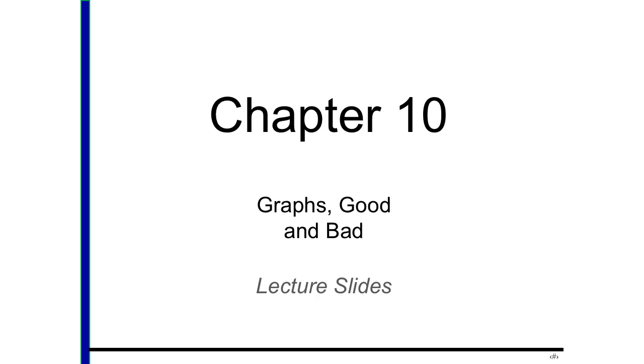Chapter 10 is called Graphs Good and Bad. So it's all about looking at different types of graphs. Specifically, we are going to graph categorical variables. And we're going to look at the different graphs, how to describe them, how to look for trends, and what things we should avoid.